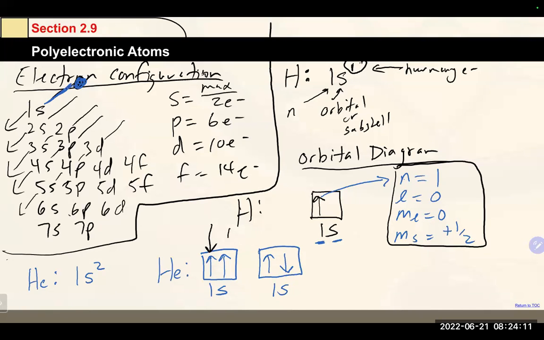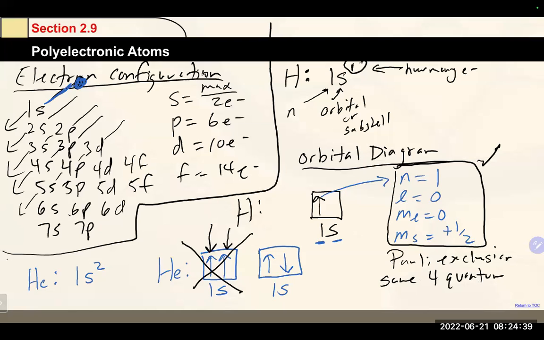Now, if we did the quantum numbers for this electron here, the second one in there, it would also end up with the exact same 4 quantum numbers. And that would end up being a violation of Pauli's exclusion rule, which says no 2 electrons can have the same 4 quantum numbers. So we would actually not do it this way, because that would violate Pauli's exclusion rule. The way that we're able to get around it is by doing it the second way here.